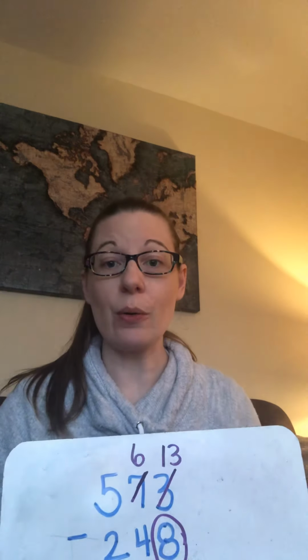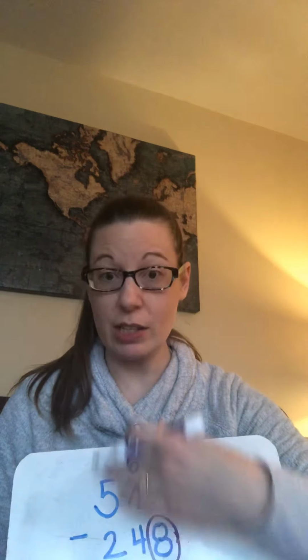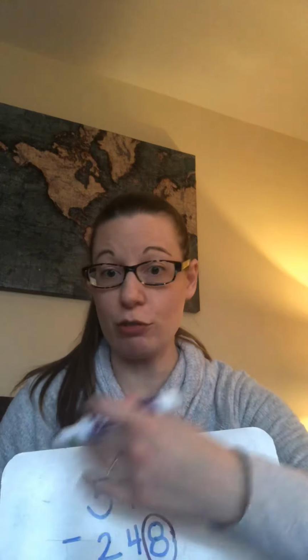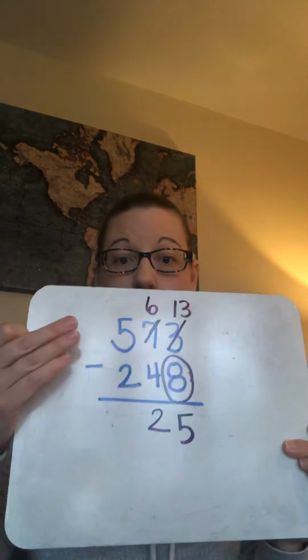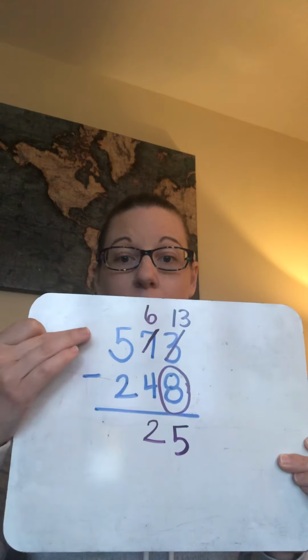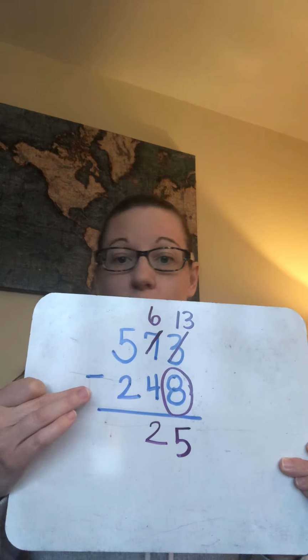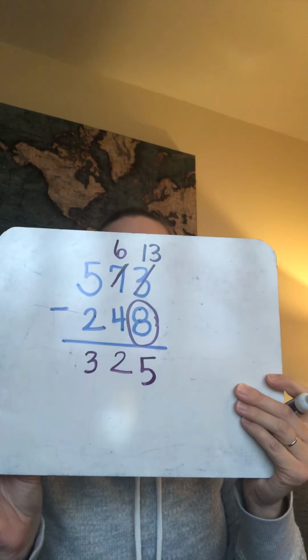So when you don't need to borrow, then whatever columns are left, you treat them just like normal. So 5 minus 2, more on the top. I can go ahead and subtract, don't need to stop. 5 minus 2 is 3. So my final answer is 325. Okay, let's do one more.